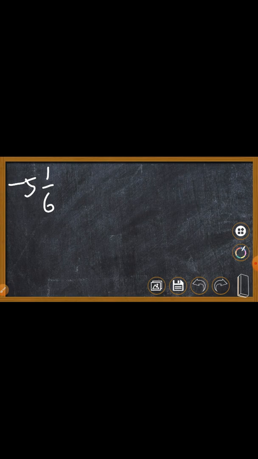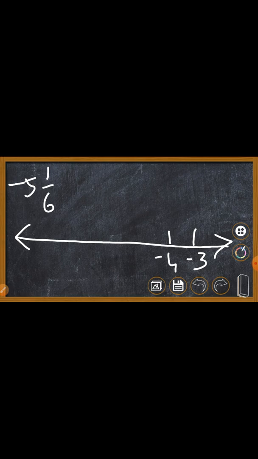So this is the thing which you are doing. When you get an improper fraction, you first convert it to a mixed fraction. From there you get an idea about where it is going to be on a number line. So I will write -3, -4, -5, and then -6 over here. The denominator is 6, so I will make 5 equal marks over here. 1, 2, 3, 4, 5.